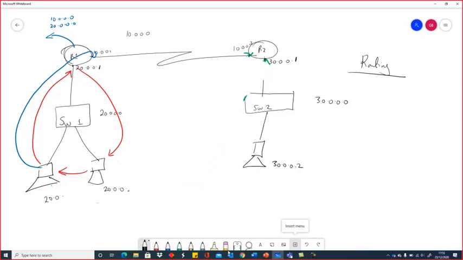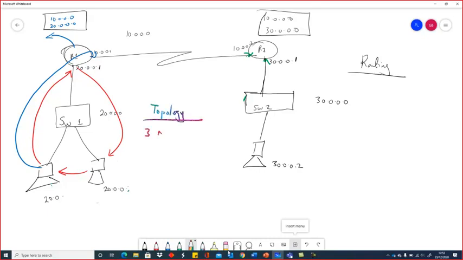So basically, in this topology or diagram, we can say for sure that R1 has these two networks, R2 has this network and this 30 network. So basically, in the diagram, how many networks do we have? In the diagram, we have three networks altogether. We say in the topology we have three networks: we have 10 network, we have 20 network, and we have 30 network.